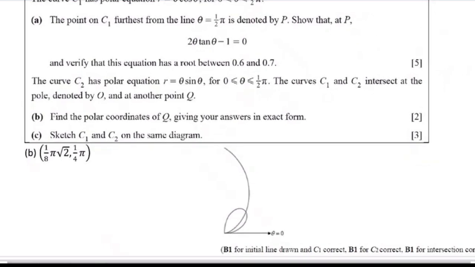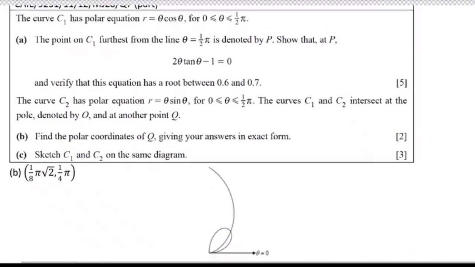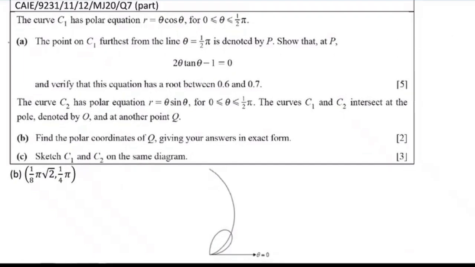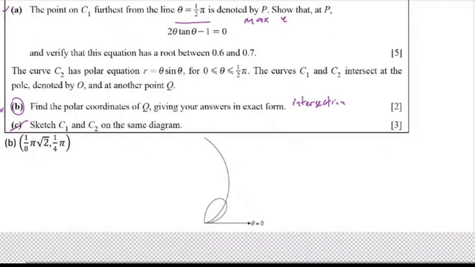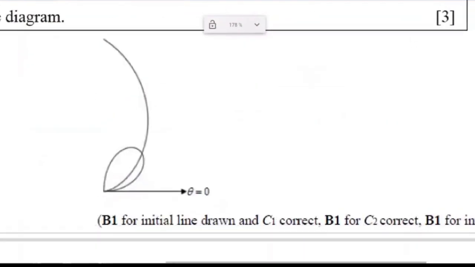For the sketching in this question, they ask us to do a lot of things from part A and part B. Basically in part A, they want us to find the maximum of X, so we are expected to show that feature. And part B is the intersection, which also helps us in the sketching. Only then do we do the sketching, and we are expected to show all those features. So we have the maximum X that we need to show, and the intersection that we also need to show in the graph.